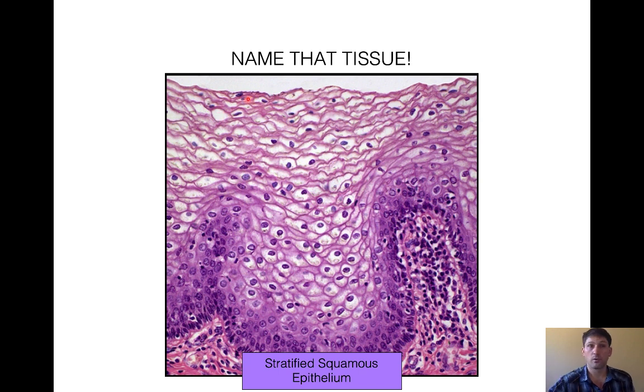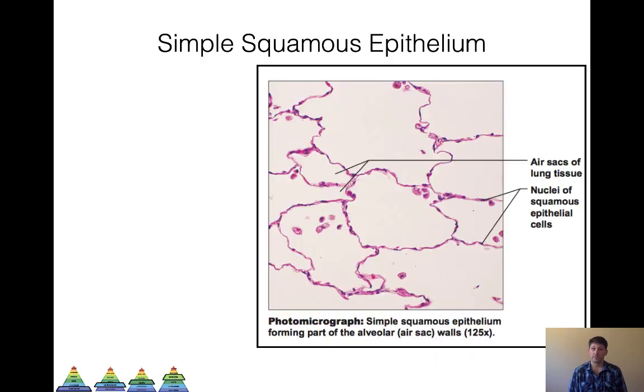But what we can infer from this is that because we're seeing nuclei scattered throughout all of the layers, all of these cells should be living. If we saw no nuclei up in this layer up here, then we can imply that those cells are likely dead. Keep that in mind because that's going to be important when we talk about keratinized or non-keratinized epithelial tissue. So let's look at each of these types of tissues, and let's go over the identifying features, the location, and the function.